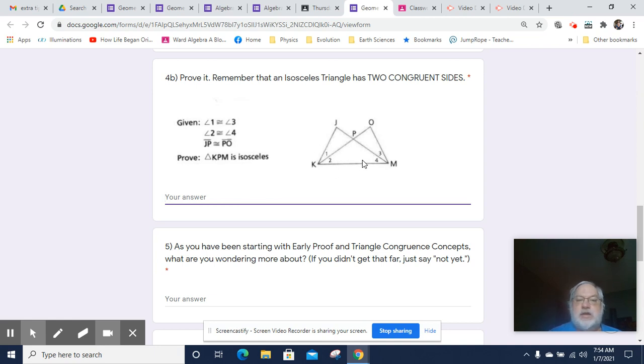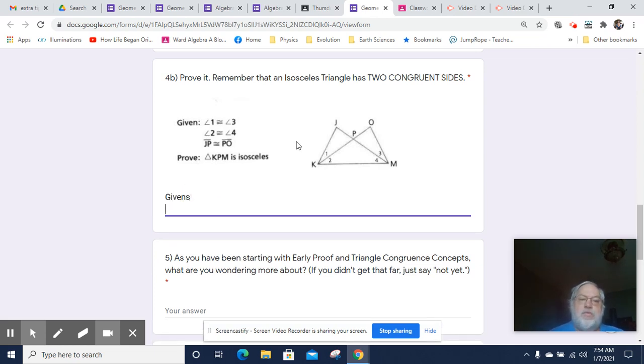I think the easiest thing to do is prove the two larger overlapping triangles are congruent, because we have that angle 1 is congruent to angle 3, angle 2 is congruent to angle 4, and then we also have JP and OP. We'll need those later. After the givens, now we can say KM is congruent to itself, because that's a side that both overlapping triangles share. KM is congruent to KM by reflexive property.